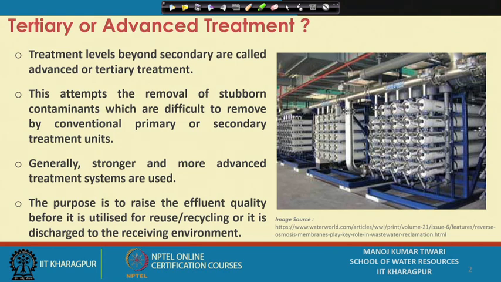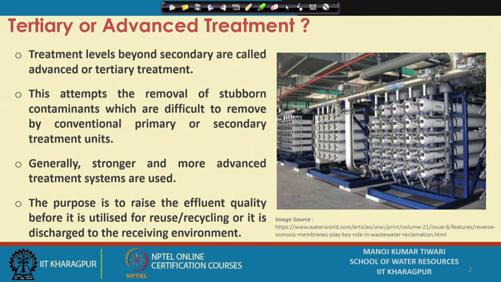So, what it attempts is the removal of various stubborn contaminants which are difficult to remove by the conventional primary or secondary treatment units. It is generally stronger and more advanced treatment systems that are used for this. The purpose of this level of treatment is mostly to make the effluent water suitable for utilizing it for any particular designated reuse or recycling applications.